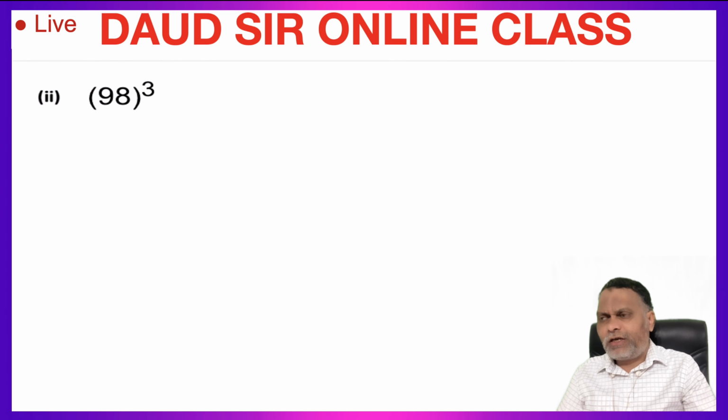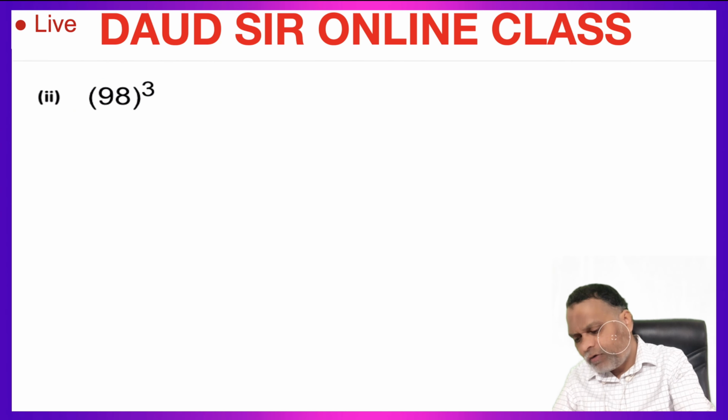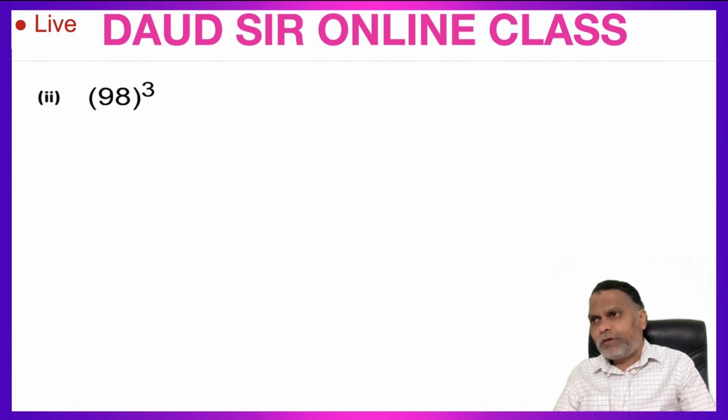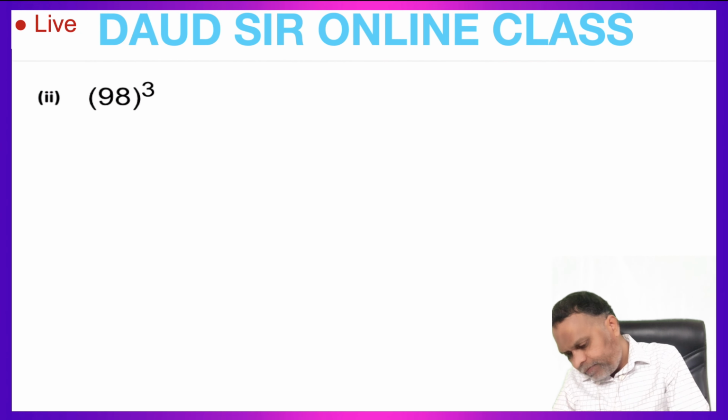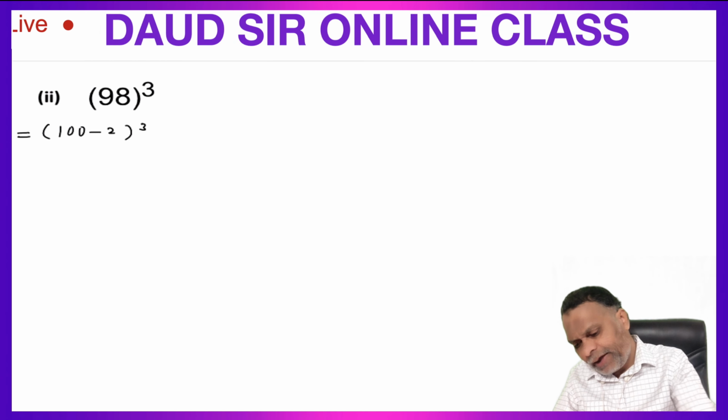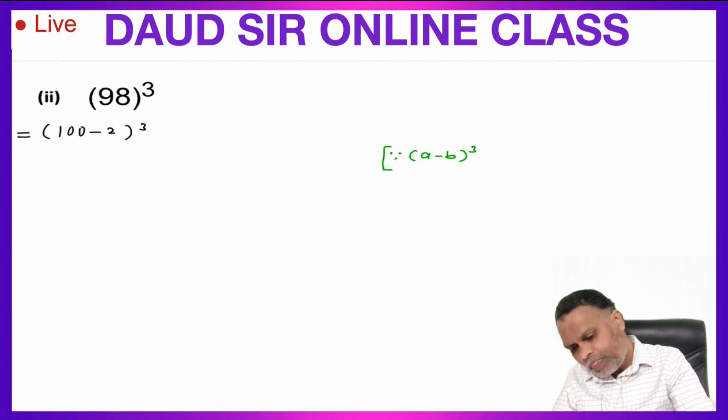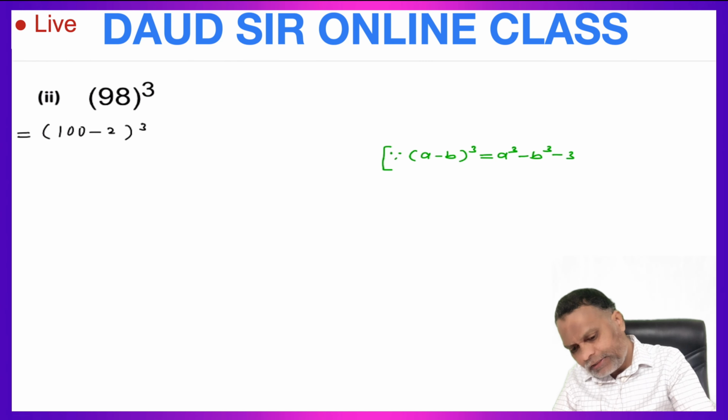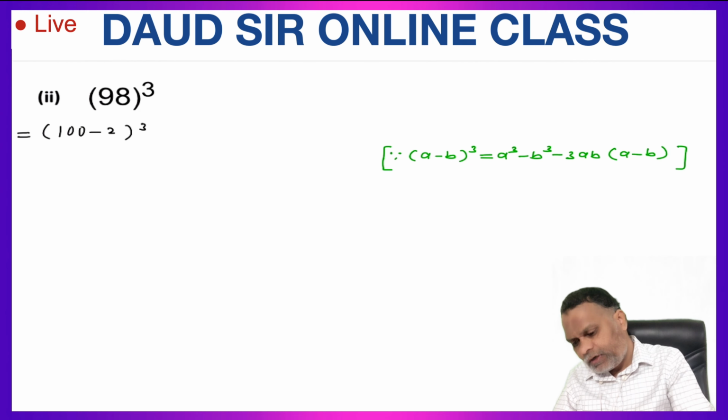Question number 11, part second, 98 whole cube. 98 whole cube can be written 100 minus 2, 98 whole cube. Now we can apply the identity a minus b whole cube is equal to a cube minus b cube minus 3ab into a minus b. Here a is equal to 100, b is equal to 2. Open it.